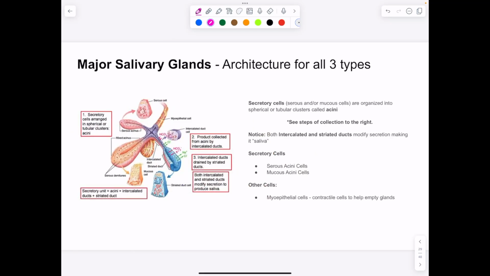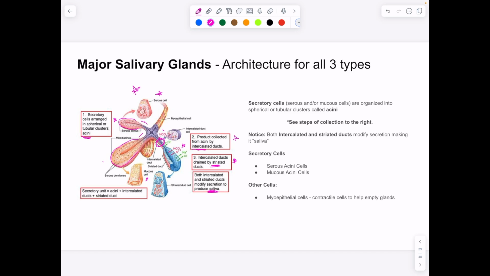So we have these three glands, and the architecture for them is all the same. The only real difference is their composition of serous versus mucus cells. So starting with the architecture, we said they were tubuloalveolar compound, and so you can see that here. Alveolar, they have these bulging out sacs, and then compound, we have branches. And so our secretory cells are arranged into these acini, and they will drain their product into intercalated ducts right here, and then those will drain into striated ducts. And both of these intercalated ducts and our striated ducts will modify the secretion to make the secretions into saliva.